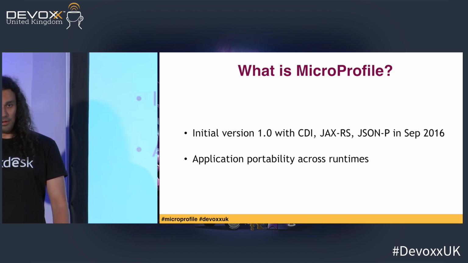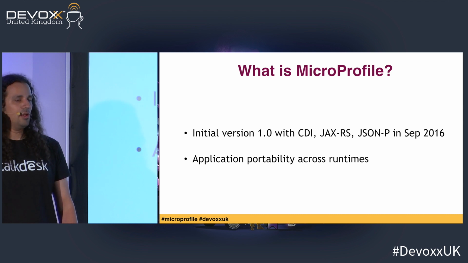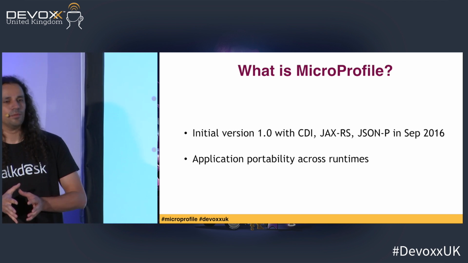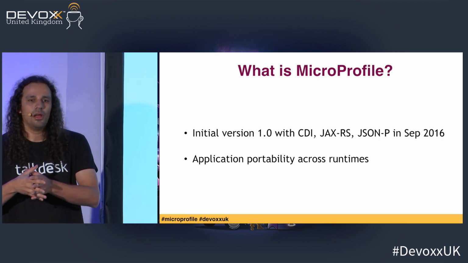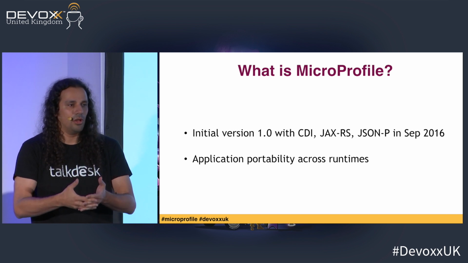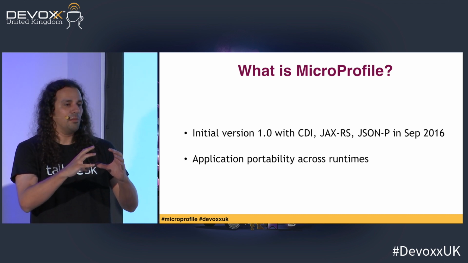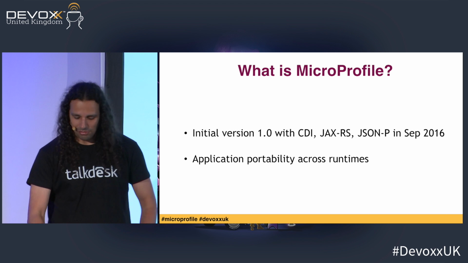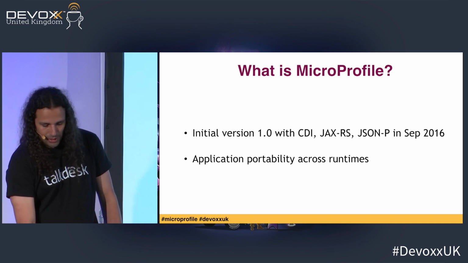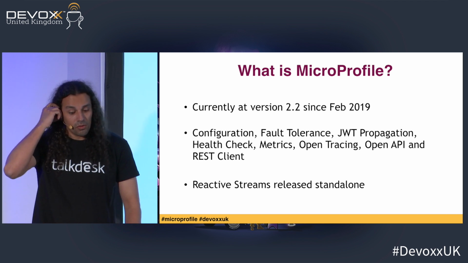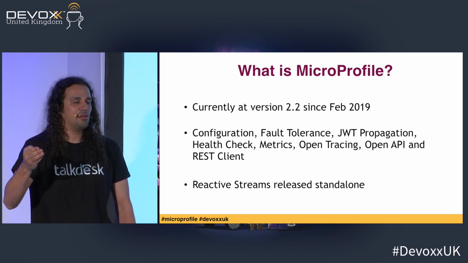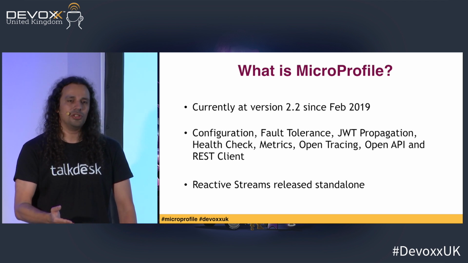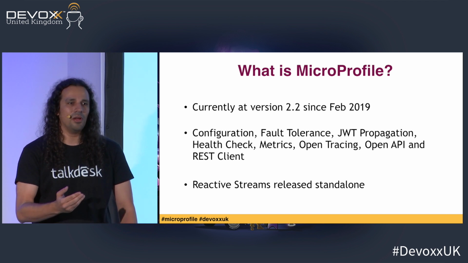Microprofile itself started as version 1.0 with a subset of some of the EE specs: CDI, JAX-RS, and JSON-P. That was because the vendors working on Microprofile thought those are the basic foundations to develop a microservice, right? And that's probably what you usually use when you do a REST endpoint. Since 2016, so about 3 years, we're already on version 2.2, and look at how much was accomplished during those 3 years.